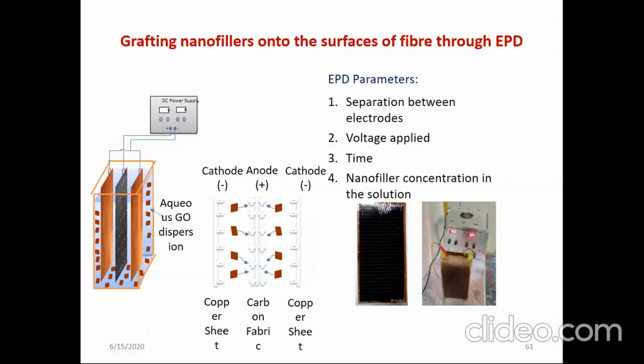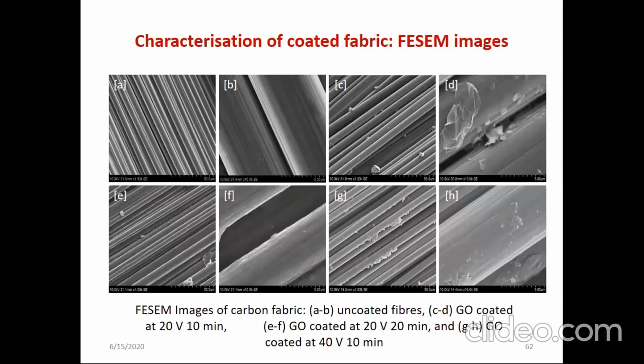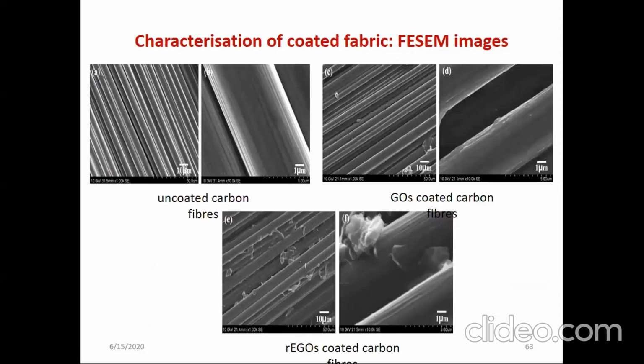And moreover, graphene can be grafted to fillers. So that is also possible. Graphene can be grafted onto fibers using electrophoretic deposition. So that's what we are seeing. You can see this is a carbon fiber on which we are depositing graphene. Graphene is deposited on carbon fiber, and we have made composites out of that.